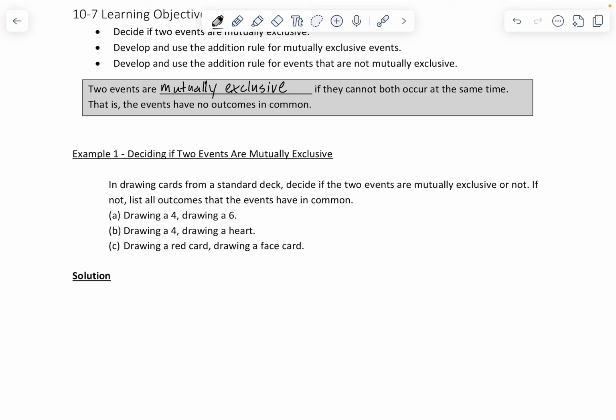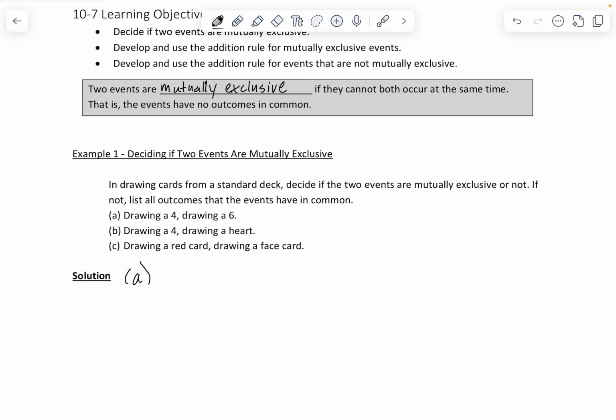Example 1, deciding if two events are mutually exclusive. In drawing cards from a standard deck, let's decide if the two events are mutually exclusive or not. If not, list all outcomes that the events have in common. So let's say we're just drawing a single card from the deck, and we want to know if it's possible to draw a 4 and a 6. Is it possible for both of these events to happen when we're drawing a single card? That's part A.